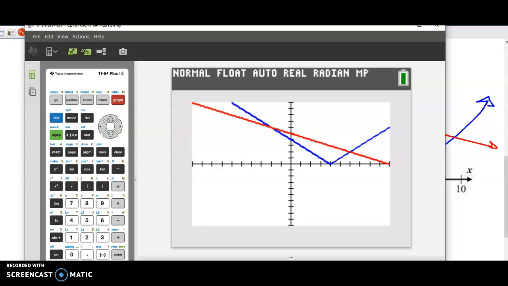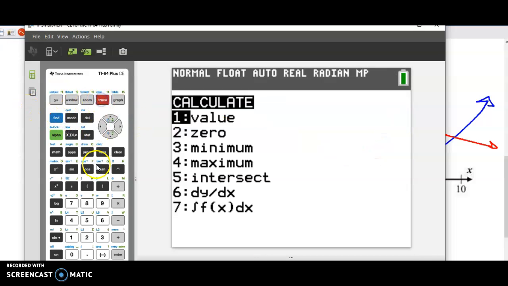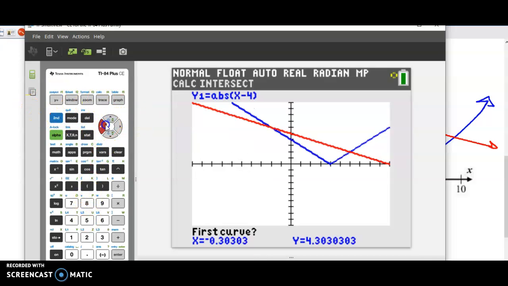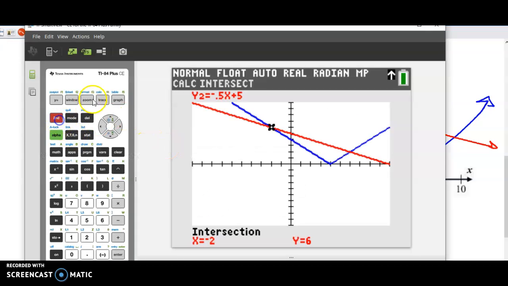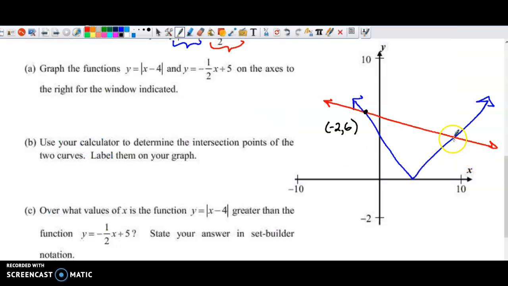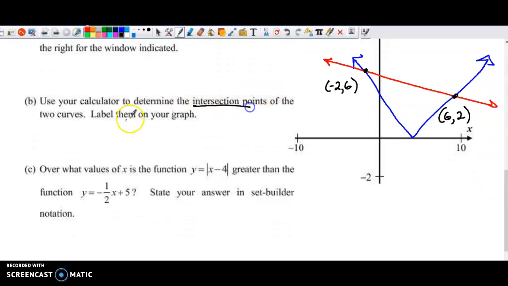So if I use my graphing calculator, hit second, trace, the fifth option is the intersect. I want to go to the left here, enter, enter, enter. So negative 2, 6. And then do the same thing. Just move the cursor over, enter, enter, enter. 6, 2. Ooh, that is a poorly drawn graph. But stick with me, because now we have that, we have that.